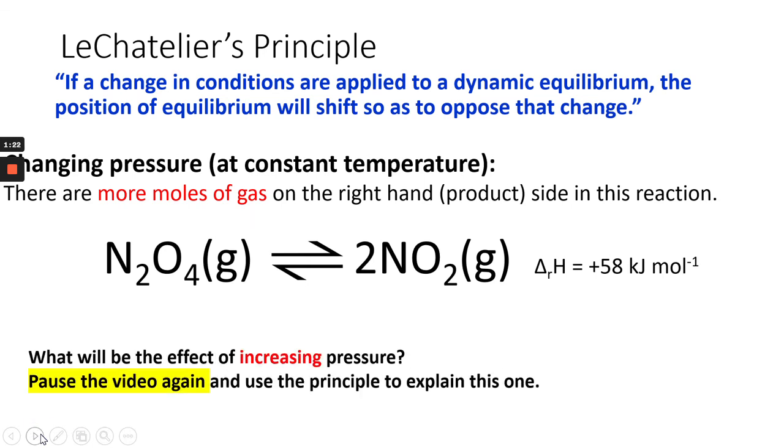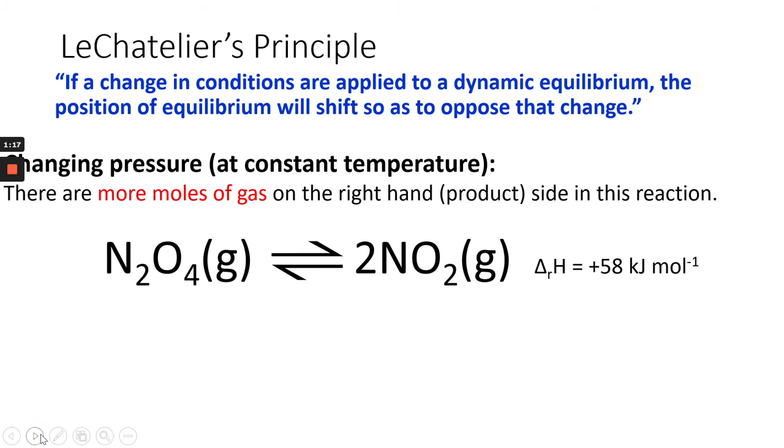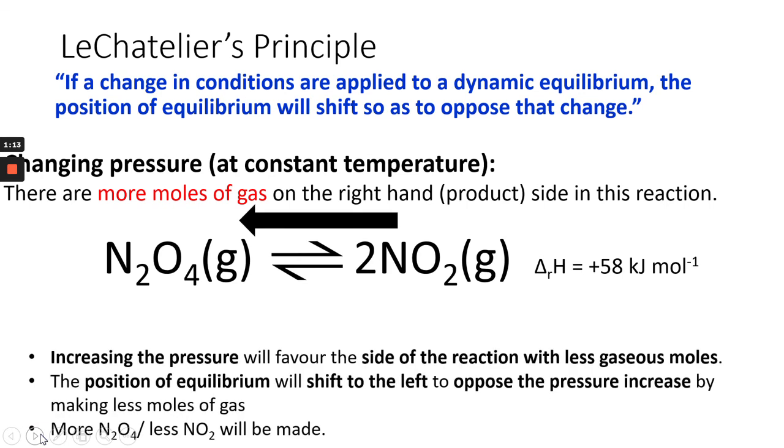Now pause the video again and have a think about what's going to happen if we increase the pressure. Assuming you've done that, this time the pressure will favour the side of the reaction with less gaseous moles. The position of equilibrium will shift to the left to oppose the pressure increase by making less moles of gas.